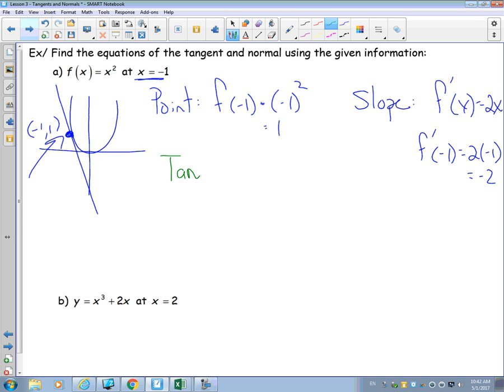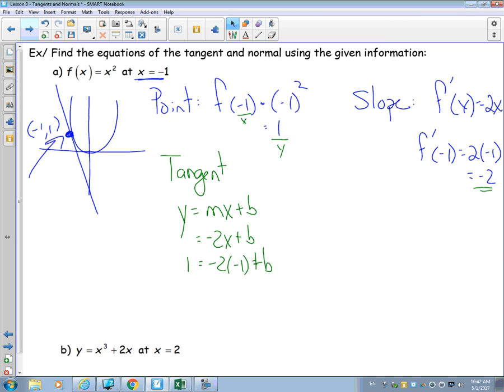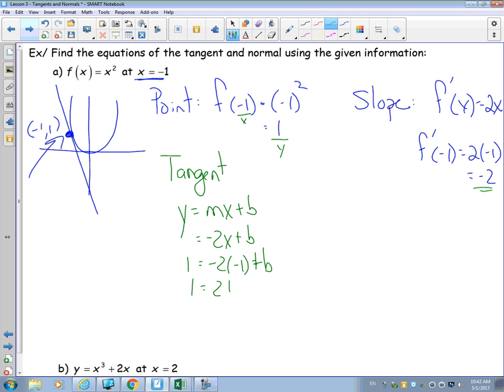How we're going to do that is y equals mx plus b. Our slope is -2, so I can fill that in right off the bat. To find b, I need a point, an x and a y. So I can put the 1 in for y, the -1 in for x, and solve for b. Let's give it a try. 1 equals 2 plus b, 1 minus 2, b is -1. Therefore, my tangent is -2x minus 1, which looks kind of appropriate. It's going down to the right, and it's got a y-intercept that's in the negatives.